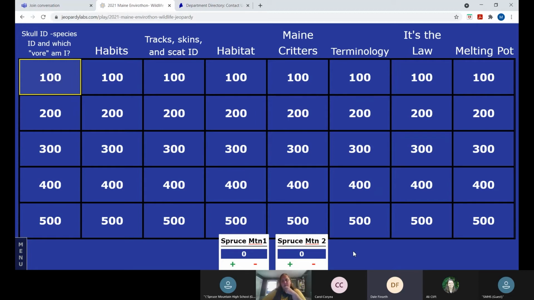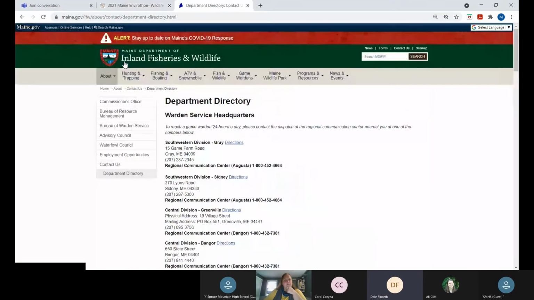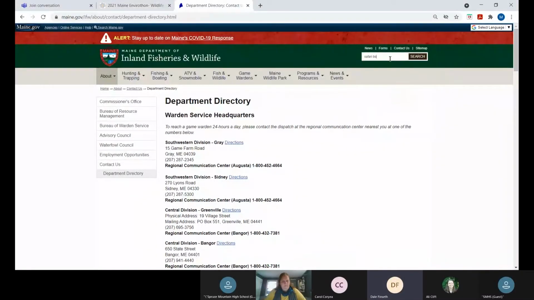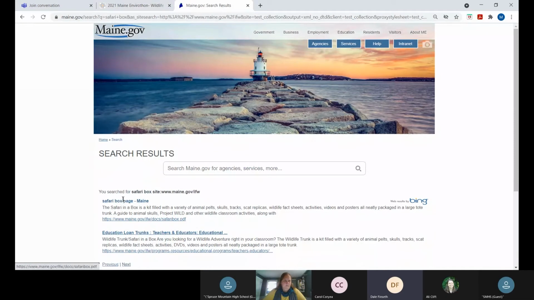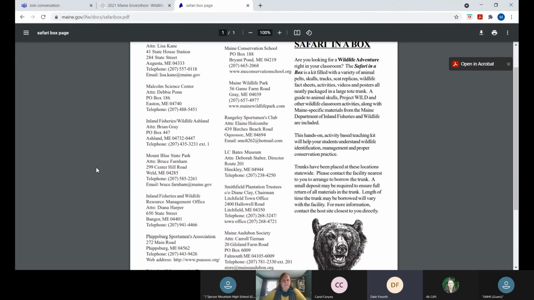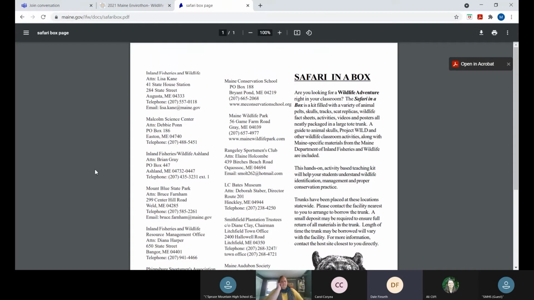I also know that up in Aroostook County, I believe it's Dottie Dudley who is the person up there. I think she has a safari box or a nature box that she has put together that they will loan out. I'm not real clear, like Missy, on what the policy is with IF&W at this point, but that's a place to start.